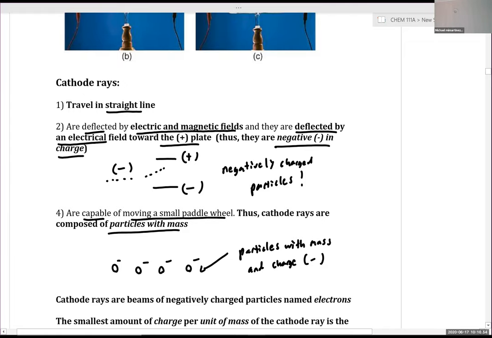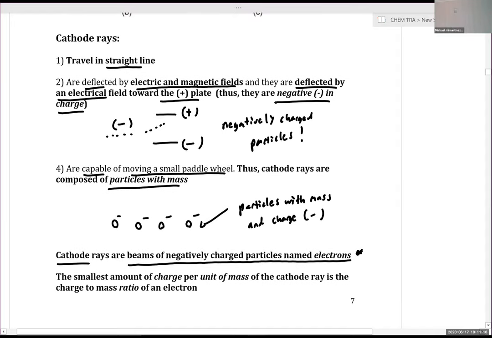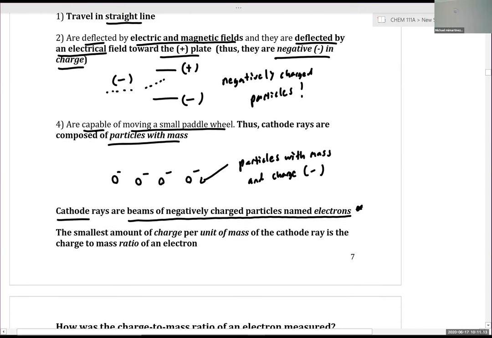So after additional experiments and study, they were able to conclude that cathode rays can be thought of as beams of negatively charged particles that we call electrons. Now, from this, we can study these cathode rays. In essence, the smallest amount of charge per unit mass of the cathode ray is the charge to mass ratio of an electron. So by studying this bulk collection of particles, we can look at the properties of a single particle.